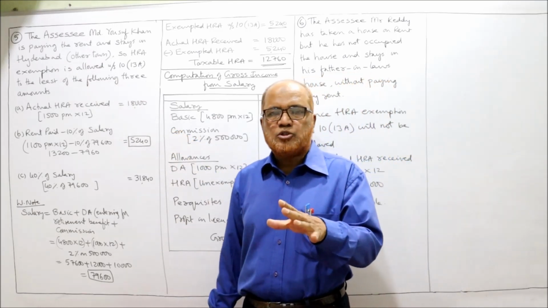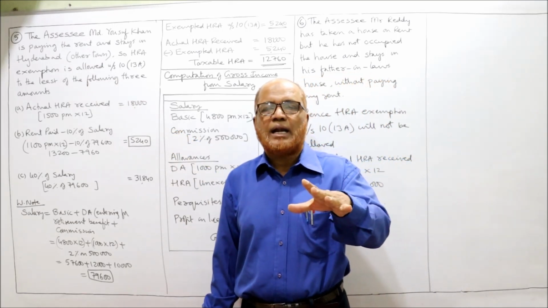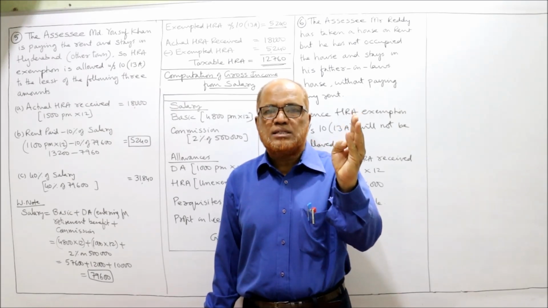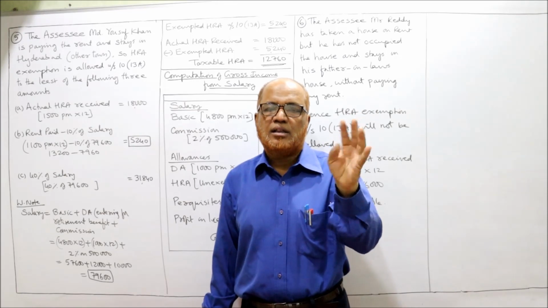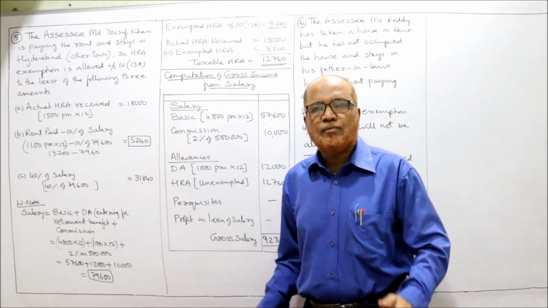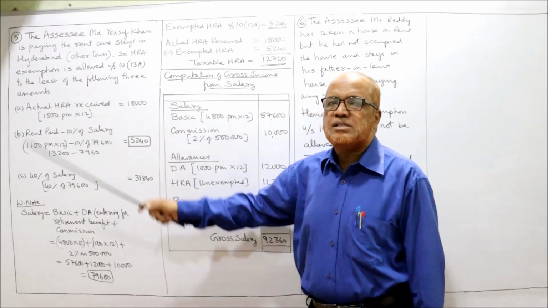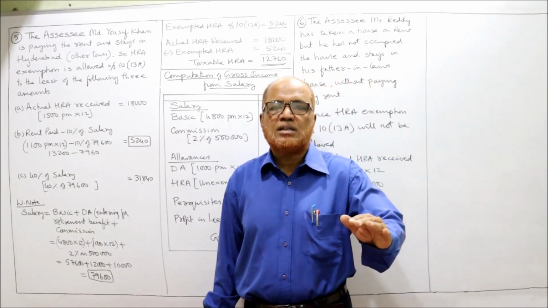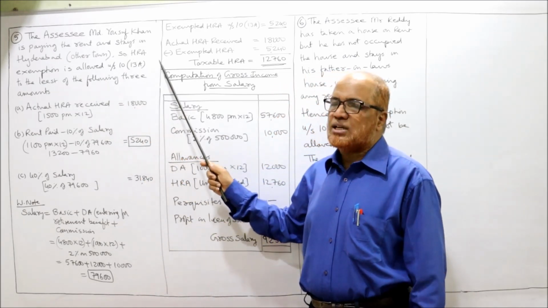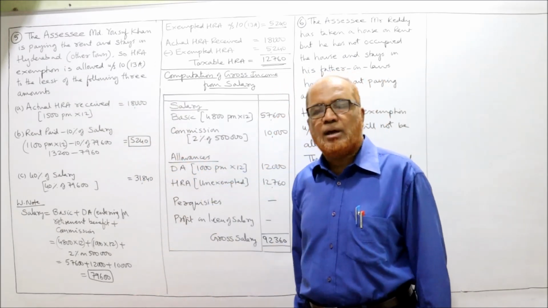See here, the assessee Muhammad Yusuf Khan is paying the rent and stays in Hyderabad, another town. For giving the exemption, all employees are divided into 2 categories: employees staying in the 4 metropolitan cities, Mumbai, Delhi, Kolkata and Chennai, and the rest of India. Here in our problem, he is living in Hyderabad. It falls in other towns. So HRA exemption is allowed under section 10(13A) to the least of the following 3 amounts.